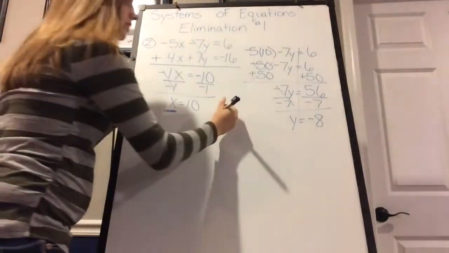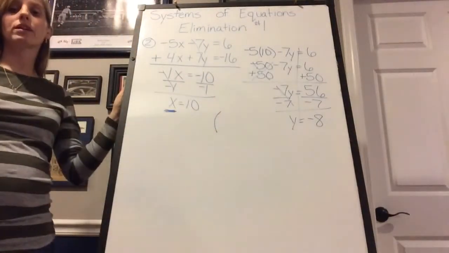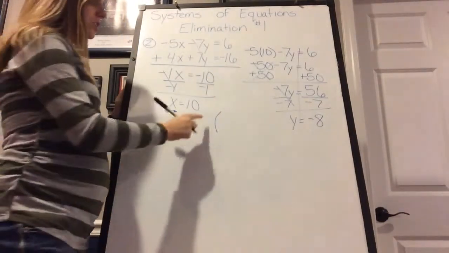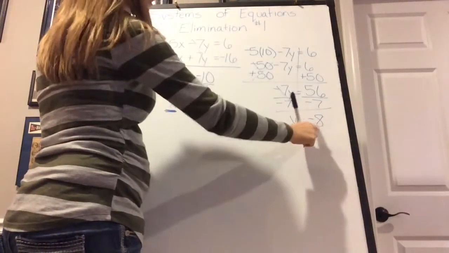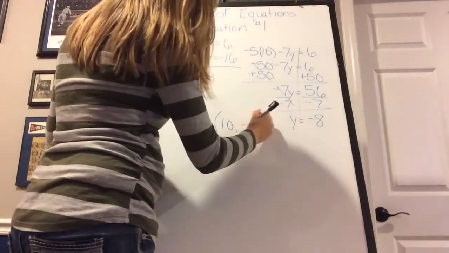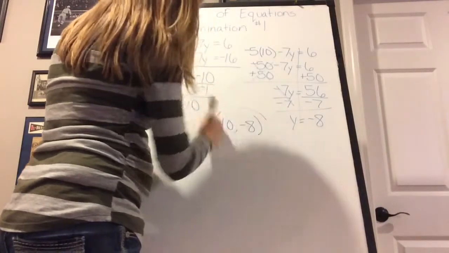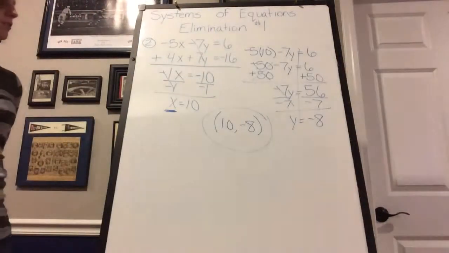So my solution, always put the x coordinate first. Always, always, always. So my x coordinate is a positive 10, comma, my y coordinate is a negative 8. So 10, negative 8 is the solution for problem number 2.